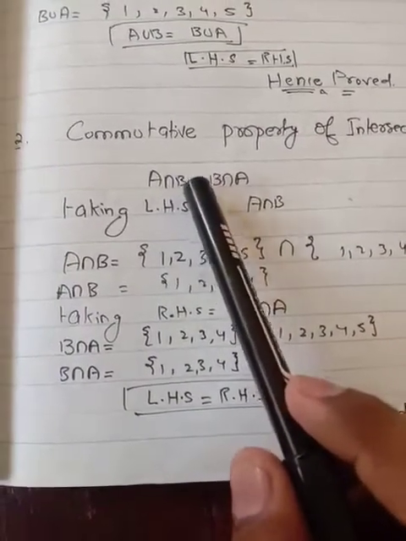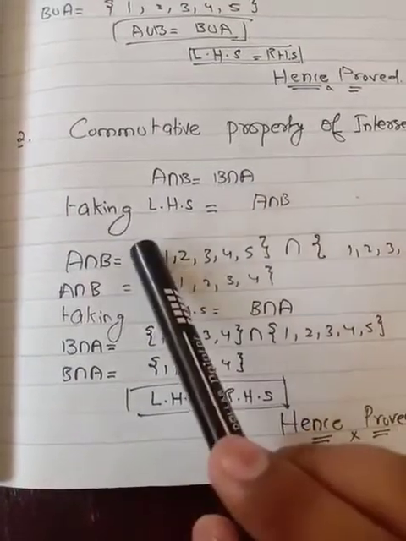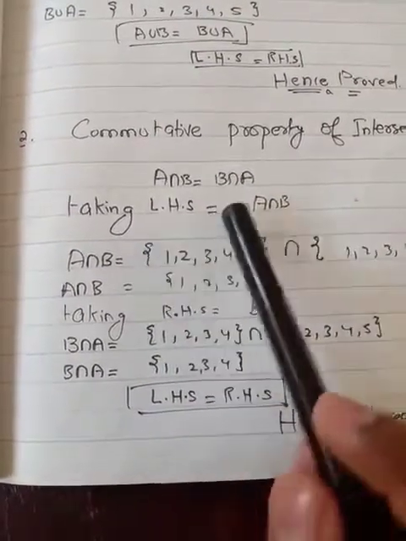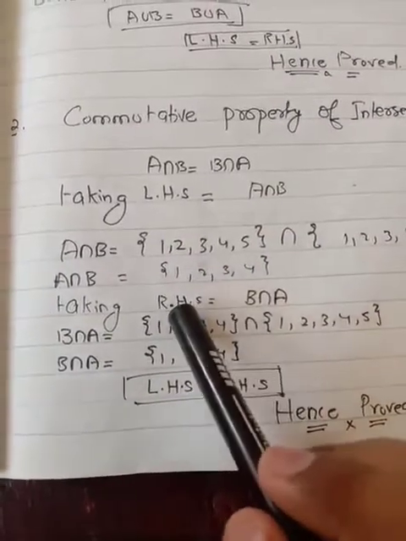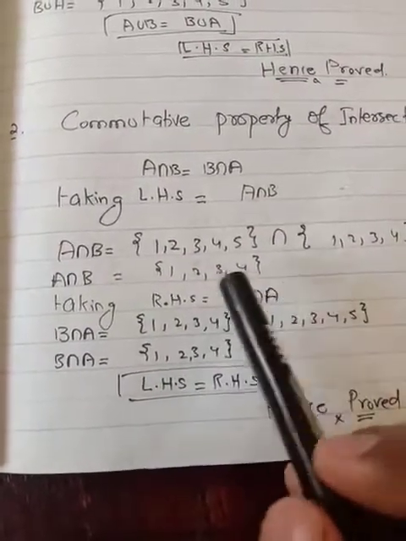A intersection B should be equal to B intersection A. Finding first A intersection B, we will get 1, 2, 3, 4 as our answer. Then we will find the right hand side, that is B intersection A.